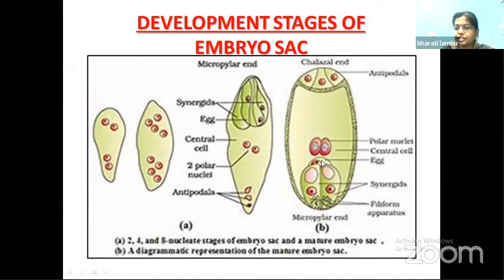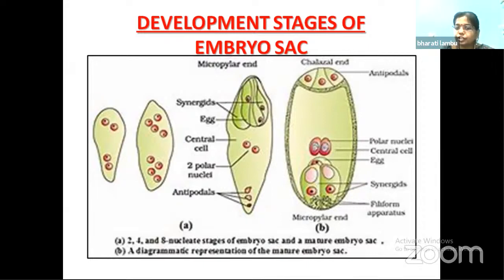So next is the egg. What is the egg? It is a female gamete. Female gamete is nothing but the egg. Where is it present? Egg is present inside the embryo sac. What is the embryo sac? Embryo sac is a female gametophyte. So what is the function of the egg? It helps in the process of zygote formation. That is the function of the egg.